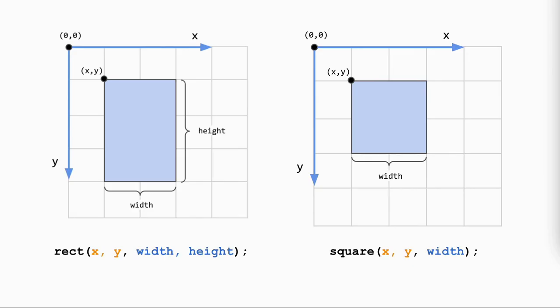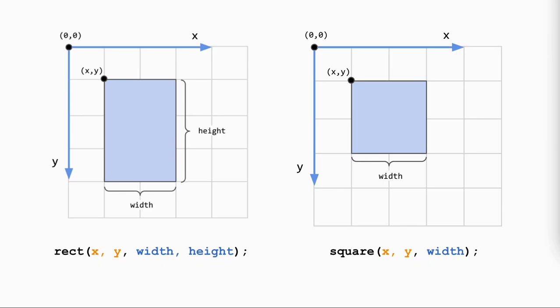Let's learn how to draw a rectangular shape, a rectangle, or a square. The function to draw a rectangle is rect. The rect function needs to be provided with 4 data points, or parameters, in order to draw the shape. It needs the x and y coordinate, where the top left corner of the rectangle should be placed on the canvas, and then the width and height of the rectangle.